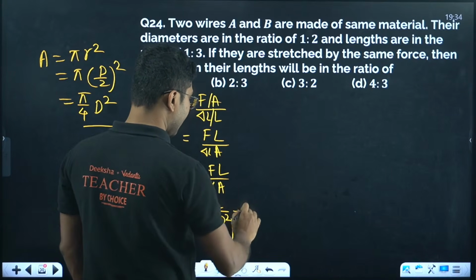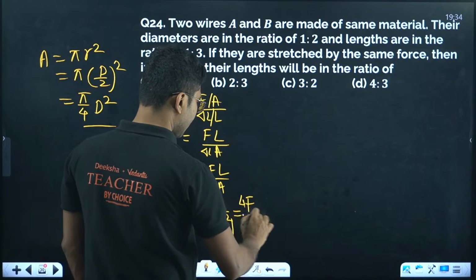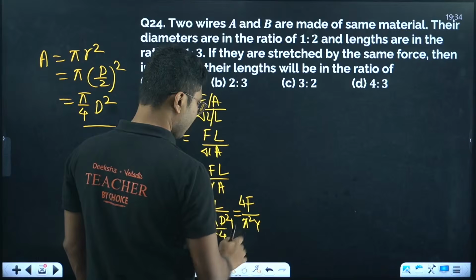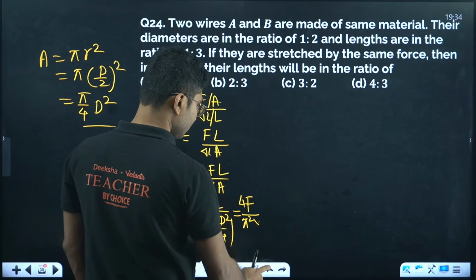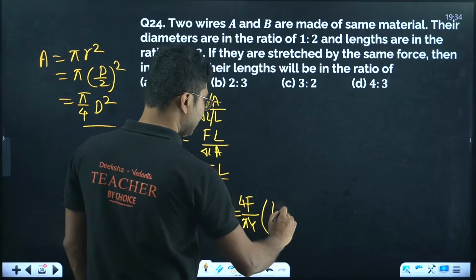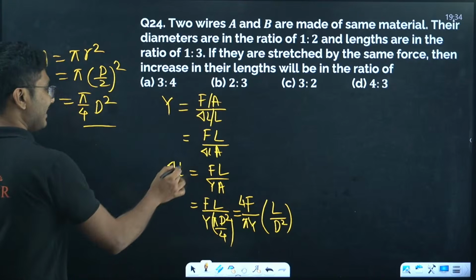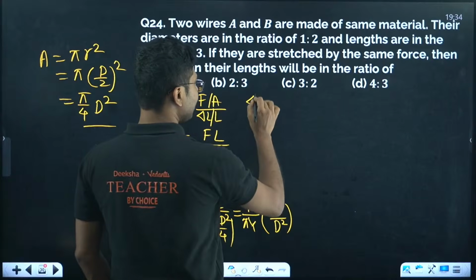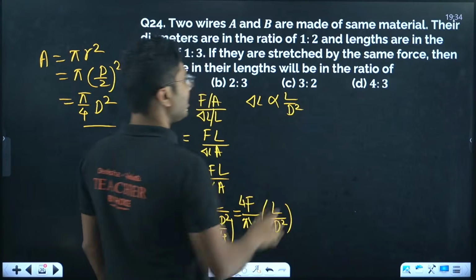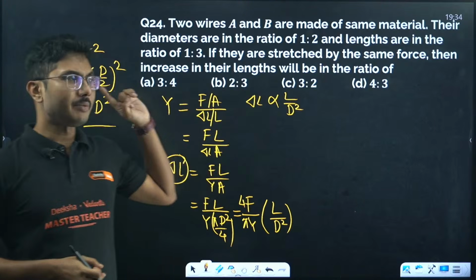Now if you see, F is constant, this 4 is constant, pi is constant, Y is constant. The only thing that is changing is length and diameter. So the change in its length is proportional to length upon diameter square. One problem we have solved similarly, where the radius was there. In this problem the diameter is there.